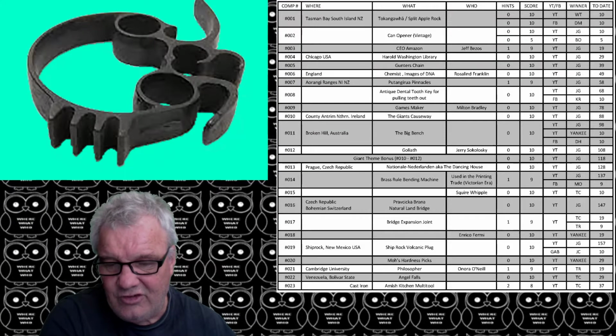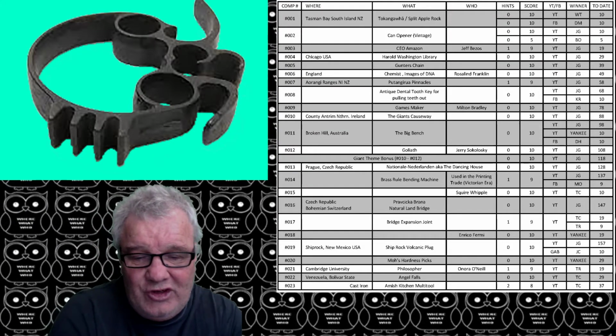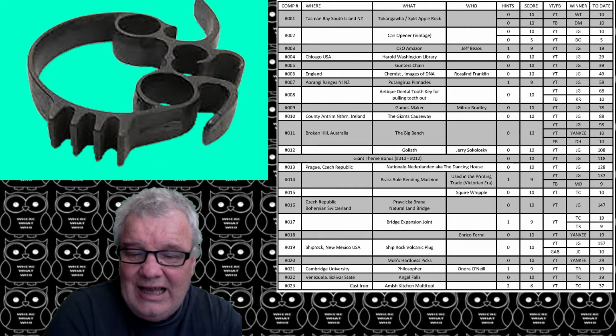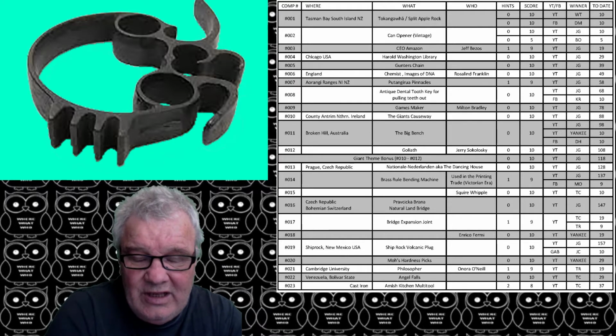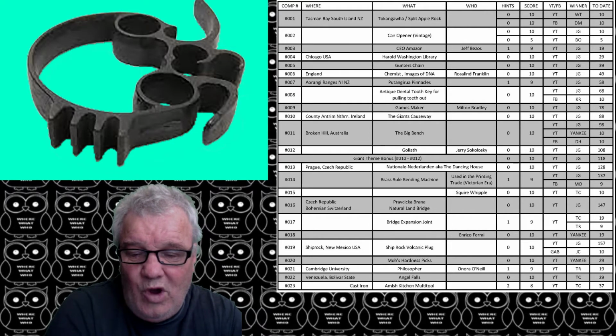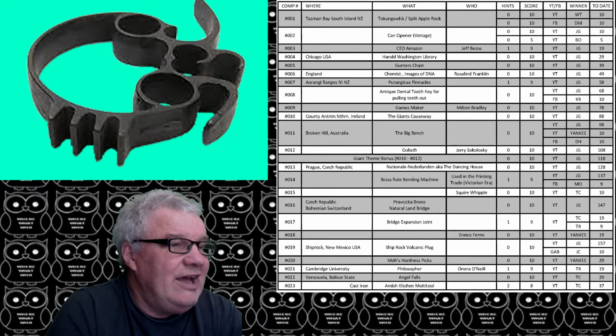Alrighty, so let's look at the history of competition number 23. Competition number 23 went for 3 days and we had 2 hints. And the question was, what is this? Now, this is a kitchen multi-tool.